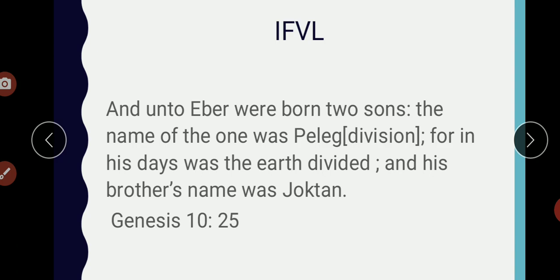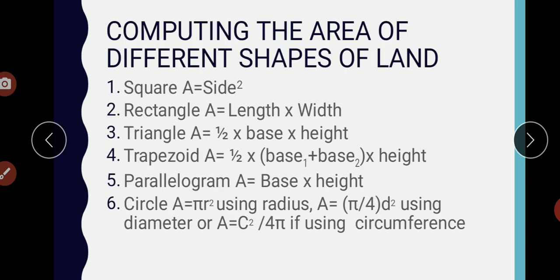So according to the book that I have read, during their times the earth was already measured, meaning they had already learned how to measure the earth, perhaps the area, or they learned geometry already, because geometry is the measure of the earth, or the study of measuring the earth. Okay, so it's important also that we learn how to measure our farm lot today. So, computing the area of different shapes of land.